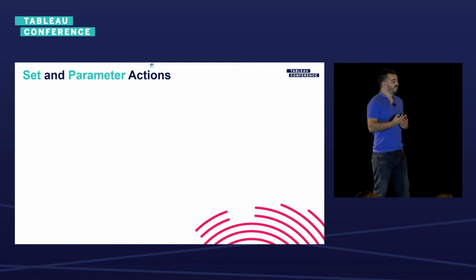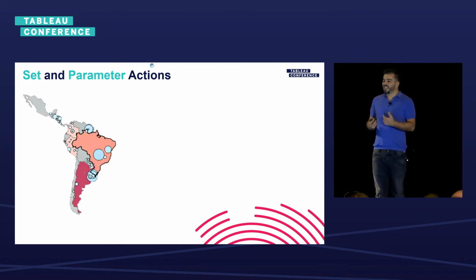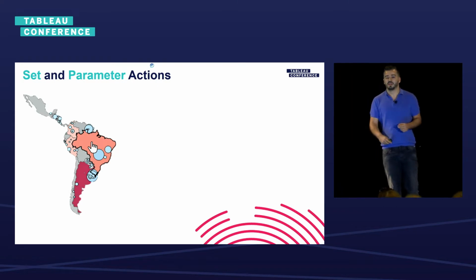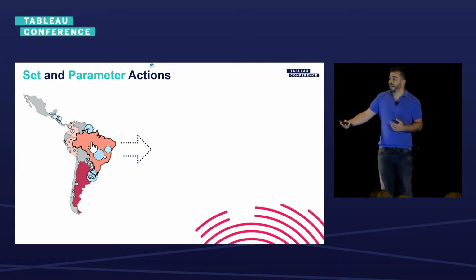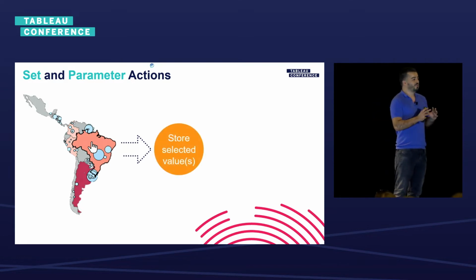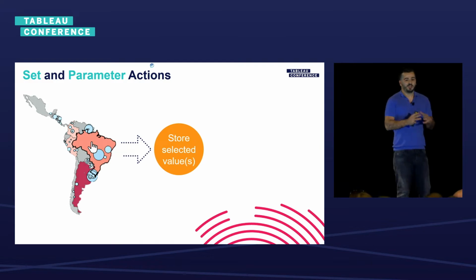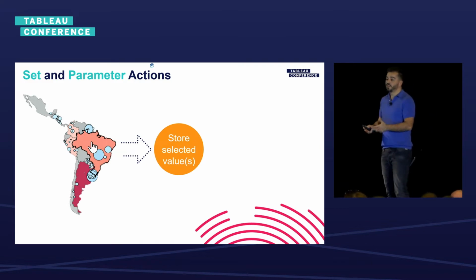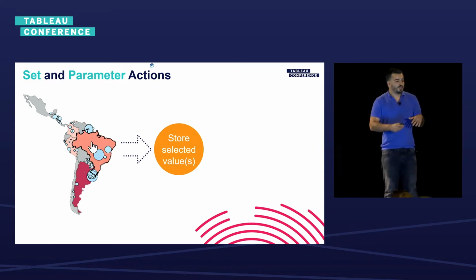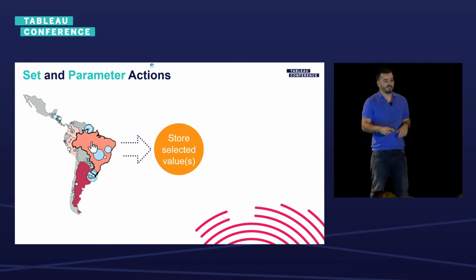When we talk about set and parameter actions, it's a little bit different. The user, again, selects a specific mark on the map, again, Brazil as an example. But what happens now is instead of triggering an action immediately, we store the value or the values of what the user has selected. So that's really important and also very powerful. So what do you do with the stored values now?